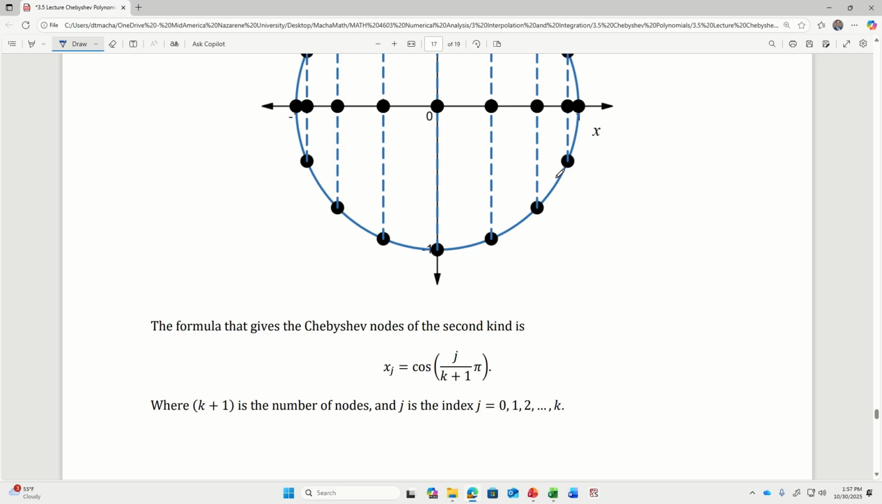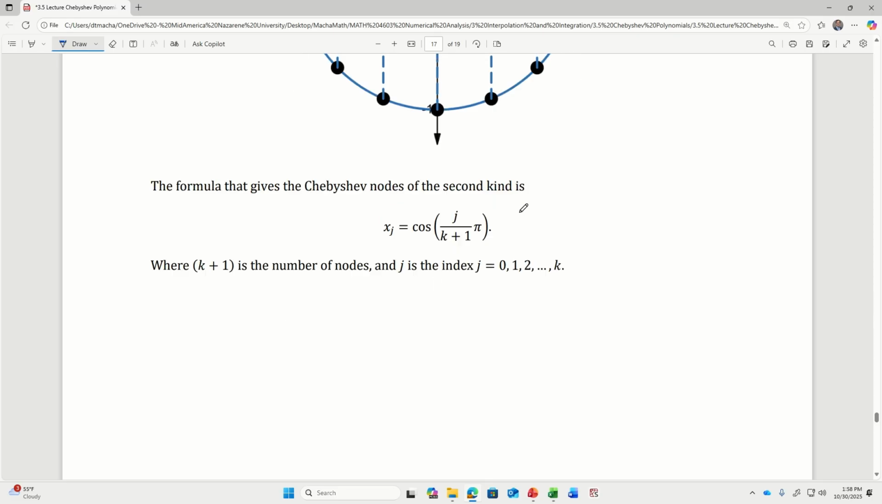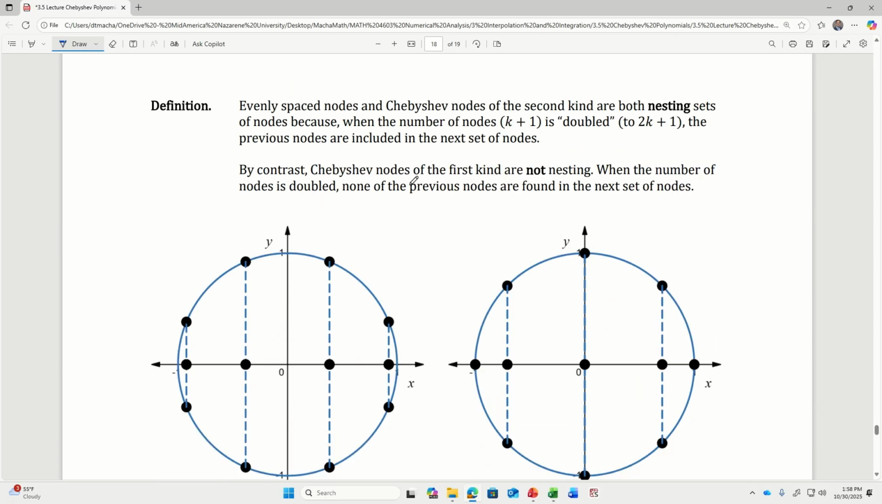The only difference you'll notice, when we had Chebyshev nodes of the first kind, this numerator was j plus a half divided by k plus 1, and this time it's just j, because whenever I start j at 0, then I'm taking cosine of 0, which gives me this node right here at 1. But whenever I have Chebyshev nodes of the first kind, I don't want a node to be sitting there at 1. So I add the half to make it offset by a little bit. Okay.